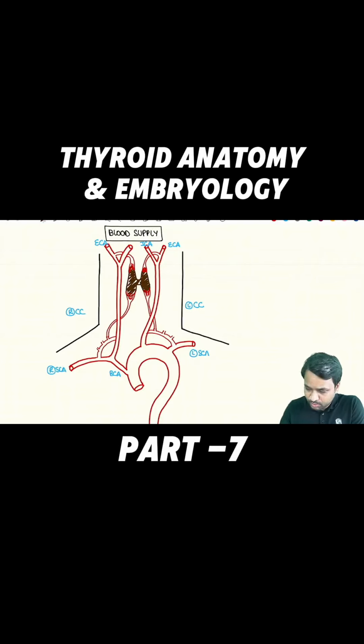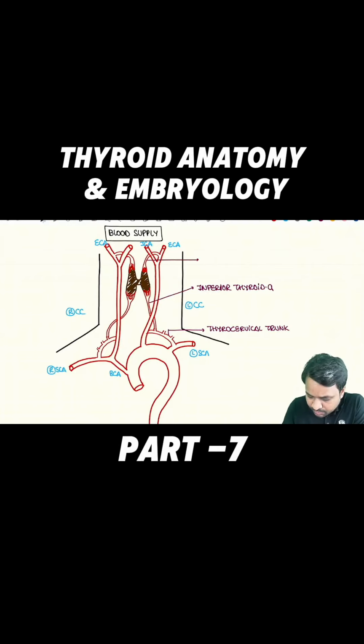For the sake of understanding, I'm just going to quickly label it. This is what we call the thyrocervical trunk. Now from the thyrocervical trunk, you see this is the vessel that is originated. This happens to be the inferior thyroid artery.